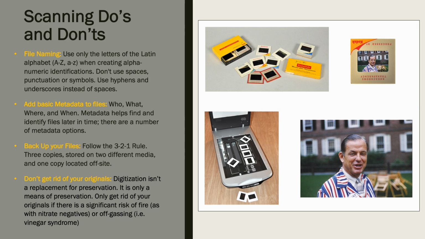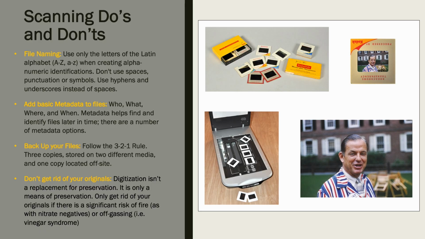When file naming, use only the letters of the Latin alphabet when creating alphanumeric identifications. Don't use spaces, punctuation, or symbols. Use hyphens and underscores instead of spaces. Add basic metadata to files. Who, what, where, and when. Metadata helps find and identify files later in time. This is similar to using description.